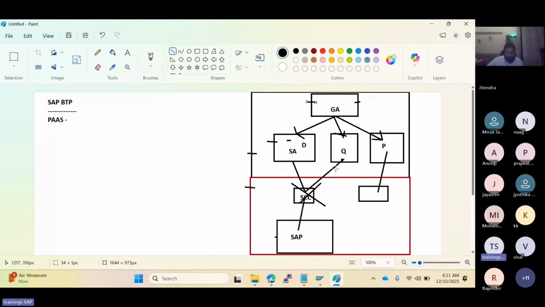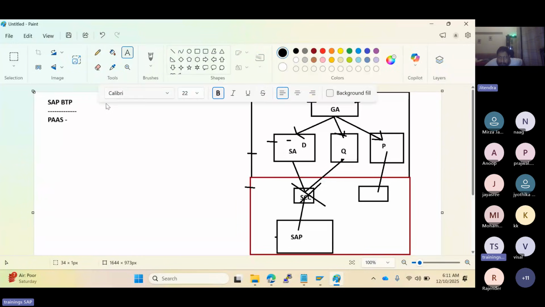Global accounts here. So this global account. Why? Because this is the top level entity which we will get from SAP. Okay, so what is meant by global account, and how will we get the global account? Here we will get the global account in the BTP cockpit.